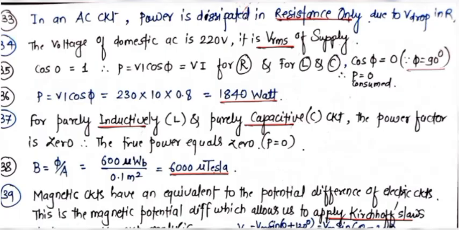So consumed power is always 0 in inductive and capacitive load. Power is VI cos phi, therefore 1840 watts. For purely inductive and purely capacitive circuits, the power factor is 0. The true power equals 0, that is, P is equal to 0.